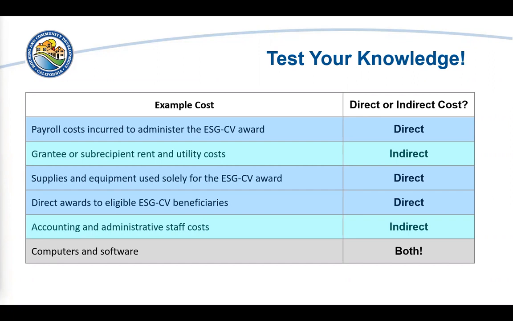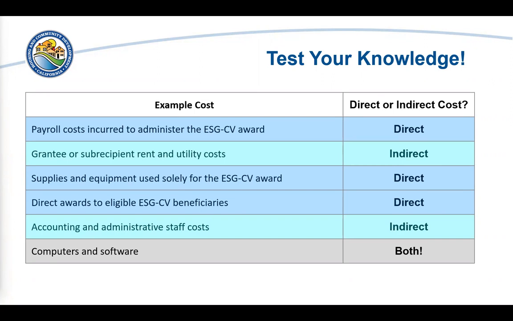So again, you just want to look at what the purpose of these individual items are, in this case, computers and software, and how they are being used, right? So every cost must be treated as direct or indirect, but never both. So if you have computers and software that you're going to charge as direct, then you cannot also include those costs in your 10% plus up if you're using de minimis, for example.